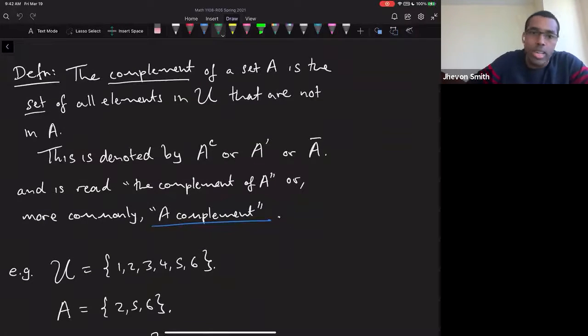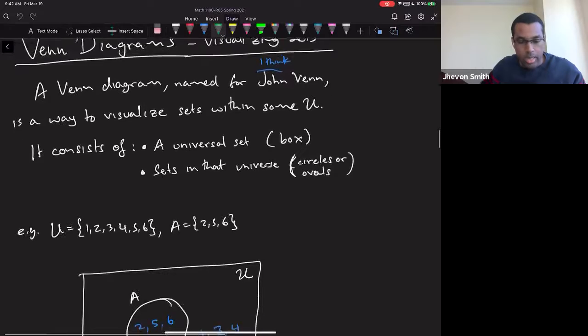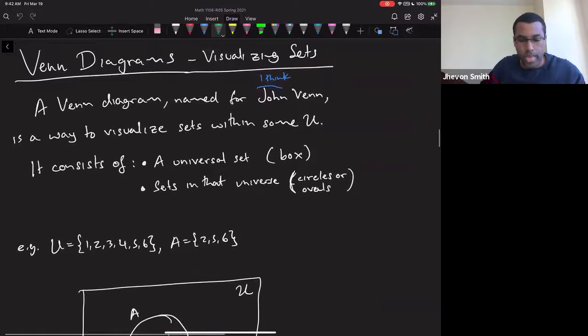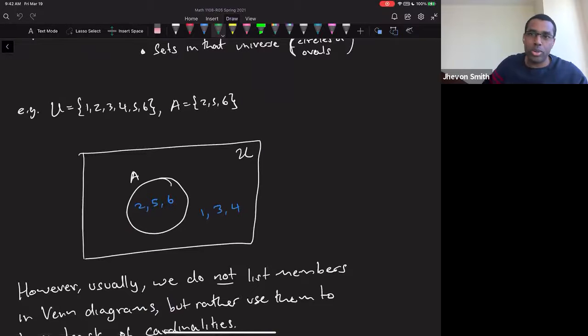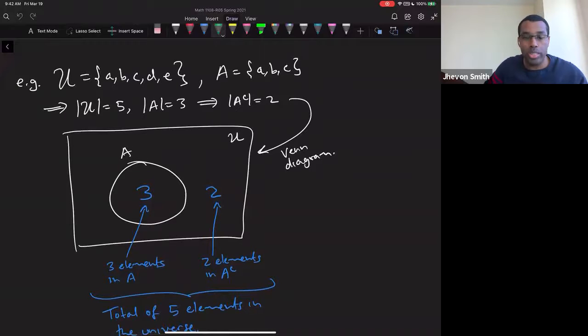The complement of a set is everything that is not in that set, but is in the universe. So all things in existence that are not in the set A are said to be in A complement. And we have the notation for that. We did a little example there. We also talked about Venn diagrams. This is a way to visualize sets. It consists of a box with a bunch of circles. The circles represent sets. The box represents the universe. We usually label them in terms of cardinality, and this can help us solve problems, which we'll see later today.